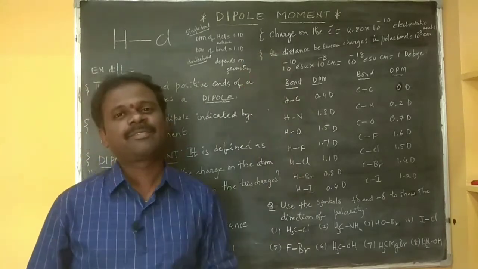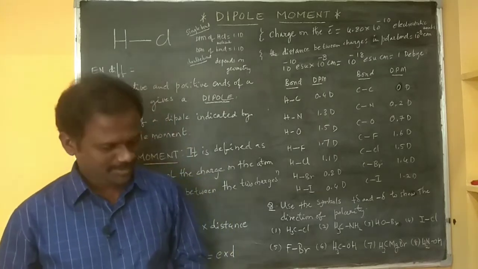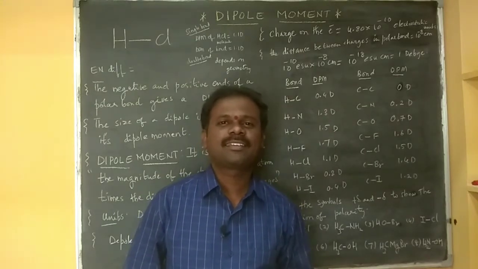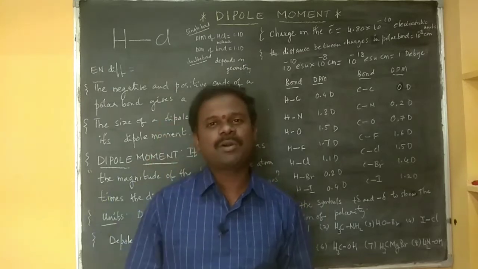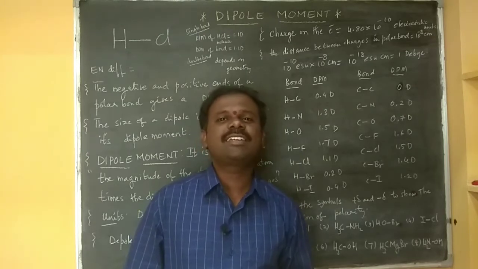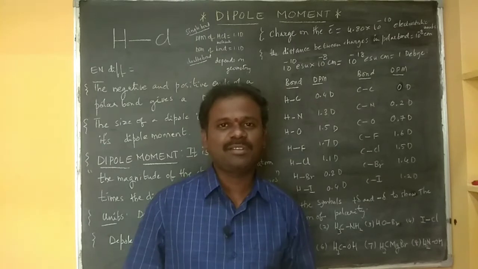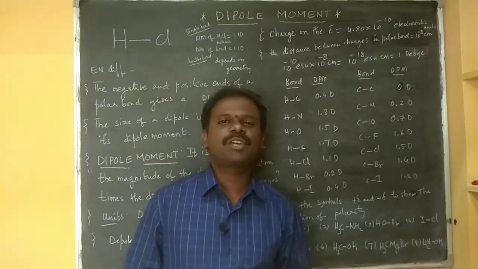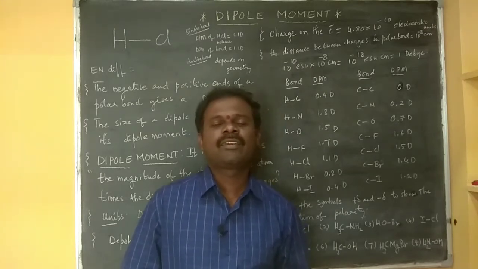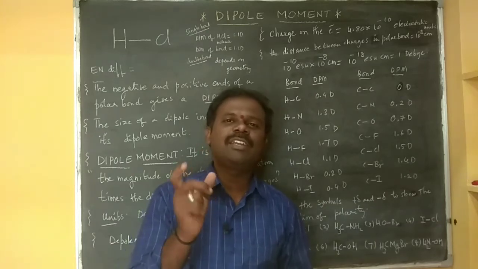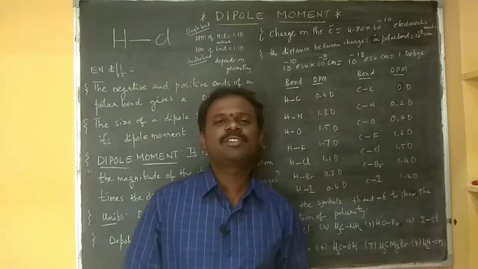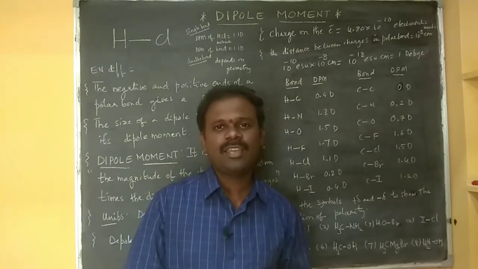Before going to this, yesterday we discussed covalent bond, polar covalent bond and non-polar covalent bond. So what is meant by covalent bond? By mutual sharing of electrons, covalent bond formation takes place. In that we have two types: one is polar covalent bond and another is non-polar covalent bond. If the electronegativity difference between two atoms is moderate, then it is said to be a polar covalent bond.